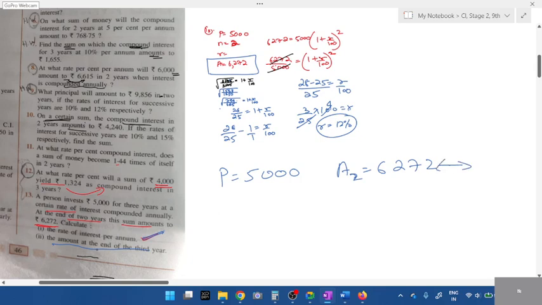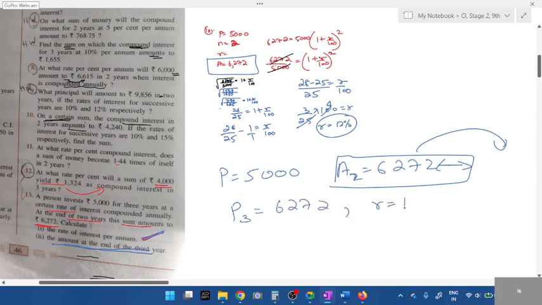Okay. Next, what do we need to find? Amount at the end of third year. So we need to use year by year calculation. This A2, what should we take? This A2, you have to take it as principal for which year? For which year? Third year.